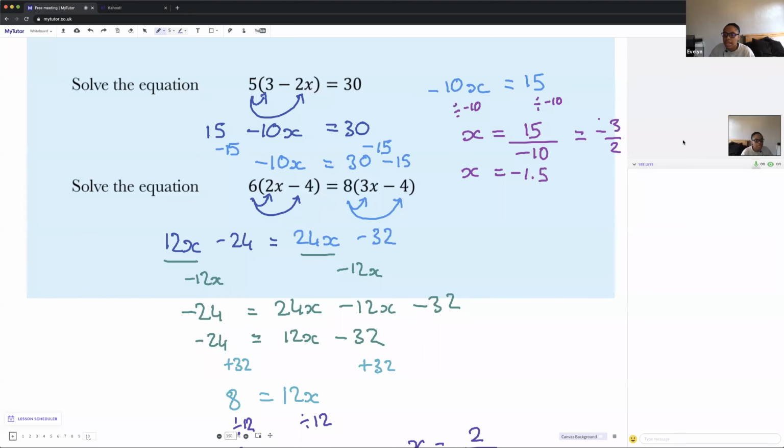Perfect. Brilliant. If you do get a mixed fraction, you can leave it as a mixed fraction as well. I think you meant a mixed number. So yeah, if you got minus 3 over 2, you could leave it as minus 1 and 1 over 2 as well, if you wanted to. That's absolutely fine. So brilliant. Let's move on to simultaneous equations.